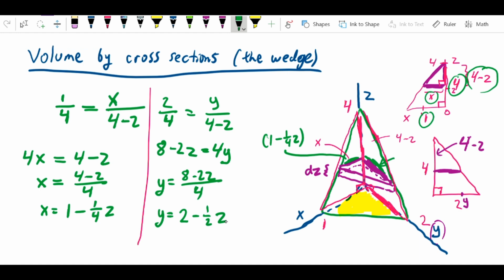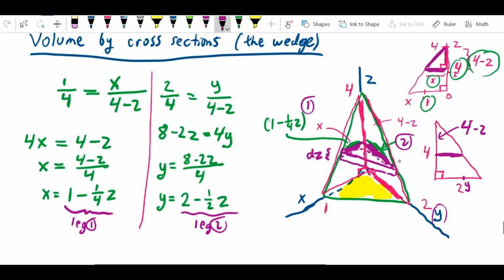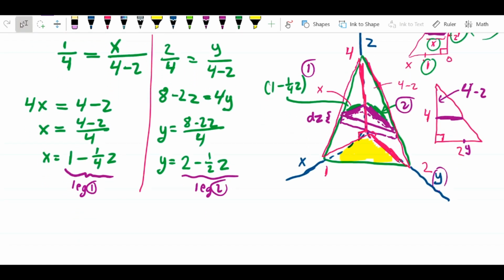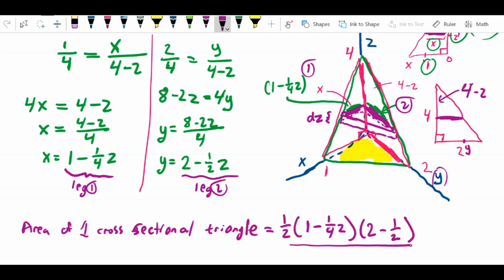Okay, so now what I have is equations for the two legs of this cross-sectional triangle that I've drawn in here. So this is going to be leg 1, and this is going to be leg 2. I'm just pointing at them. Okay, so now we know what the area of this triangle is. We can write that in. That's the area of the purple triangle that I've drawn.